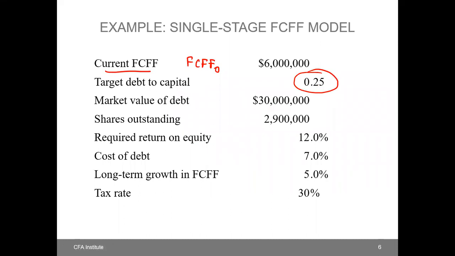So analysts often use the target debt to capital ratio in estimating WACC, or in estimating the future debt level, instead of the current debt to capital reflected in the balance sheet. Current debt to capital reflected in the balance sheet, instead of using it, they use the target debt to capital. Can you tell me what is the intuition for using the target debt to capital instead of using the current debt to capital for estimating the leverage?